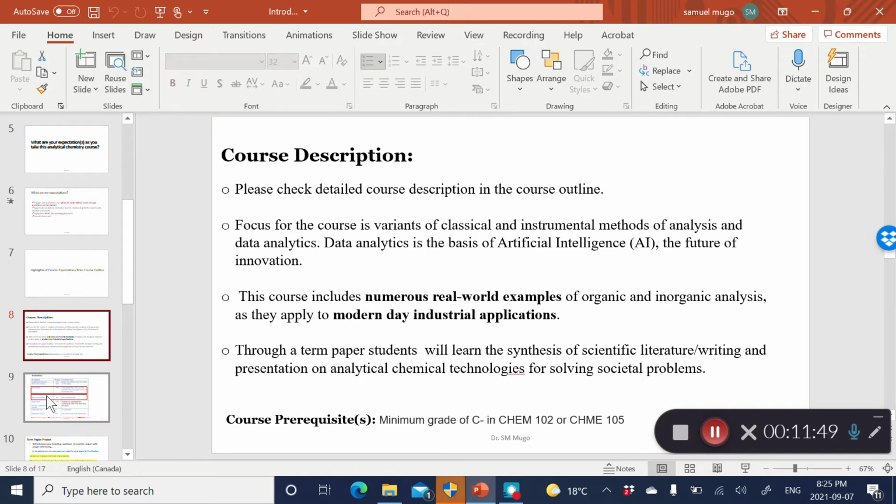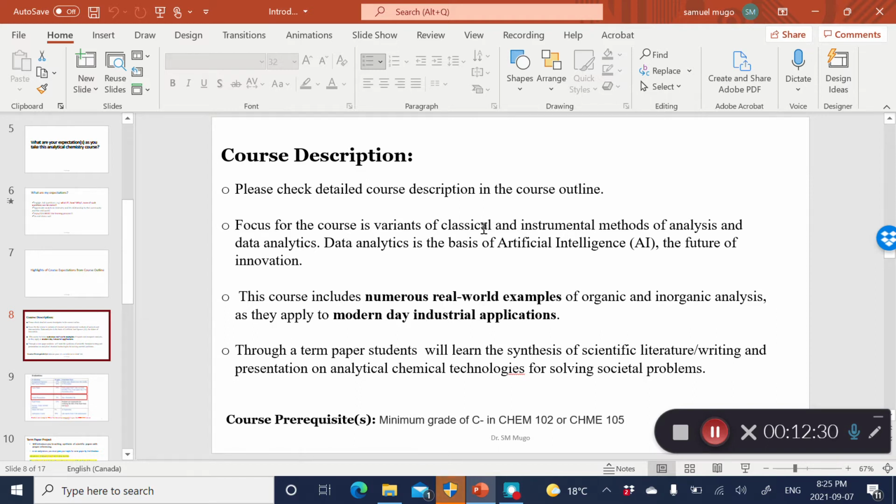Now, in this course, we're going to focus, as you're going to see in the course outline, on the variants or different types of classical and instrumental methods of analysis and data analytics. Now, remember, analytical chemistry really is a chemistry of measurement. So we are trying to determine, either qualitatively or quantitatively, the chemical composition of different types of samples. There could be a urine sample, and you are required to determine what's present in the urine sample and how much of it is in there.